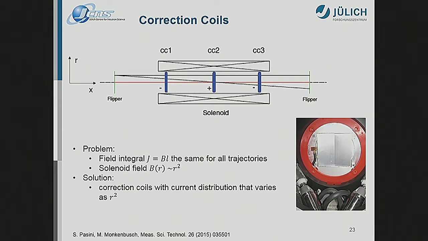So the solution is to put some glasses on, what we call correction coils, that have a current distribution. They are thin pieces of aluminum with a current distribution that varies as R squared. There are different types, and I'll show you the ones that we actually use. Those correction coils ensure the uniformity or homogeneity of the magnetic field inside the main solenoid. Question? Oh, I thought I saw someone raising a hand. Maybe he was dozing off.